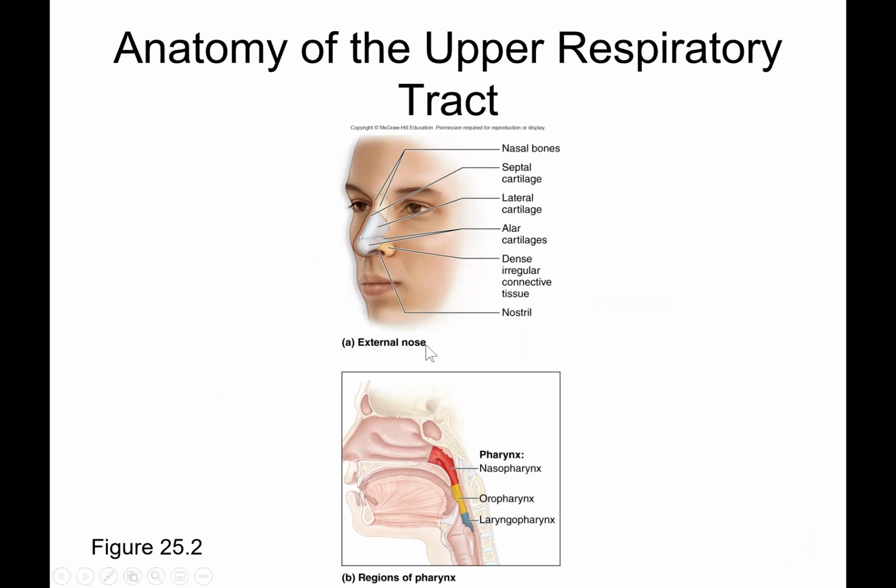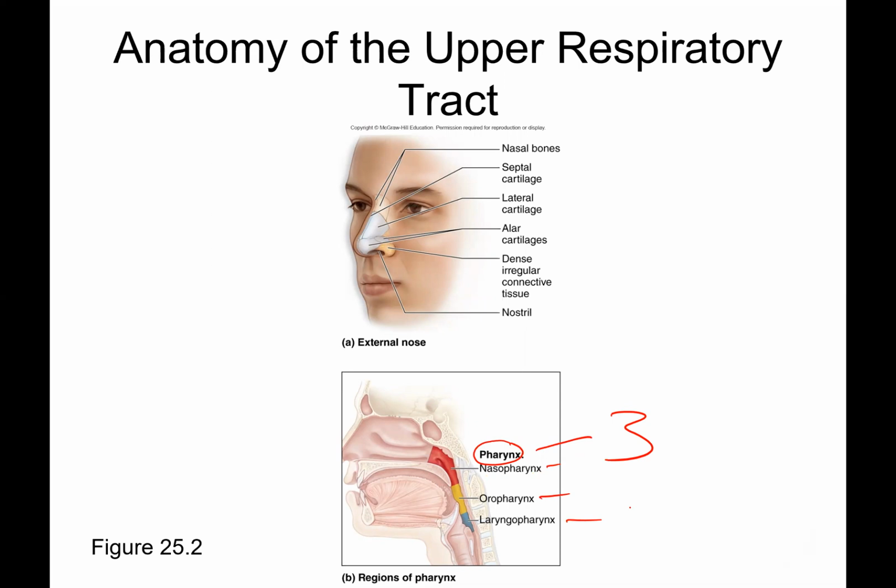Okay, so some more specific parts. We have the pharynx, which has 3 different components within the pharynx. The upper part is the nasopharynx, and the middle part would be the oropharynx, and then the lower part, the laryngopharynx.